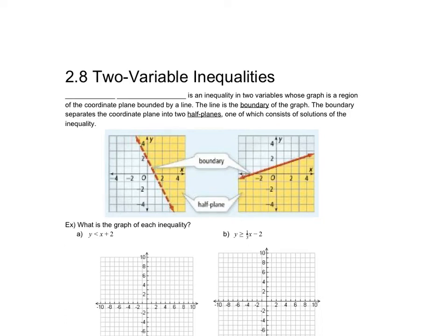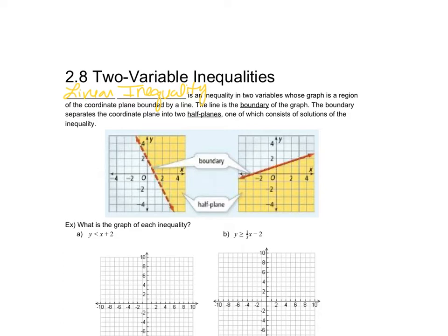All right, so today we're going to be talking about two variable inequalities. So this is pretty much your usual equation of a line, but instead of an equal sign, there's going to be an inequality. So a linear inequality is an inequality with two variables whose graph is a region on the coordinate plane. So it's not just a line, it's a region that the line makes.